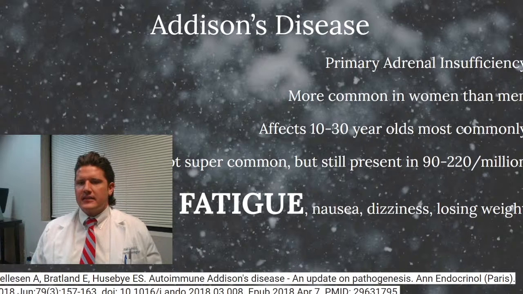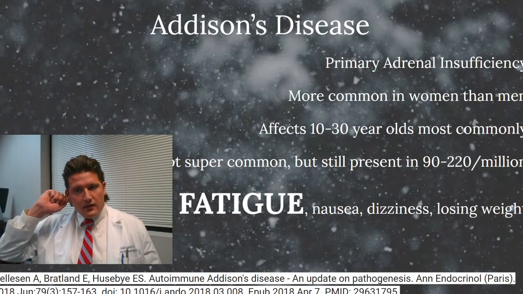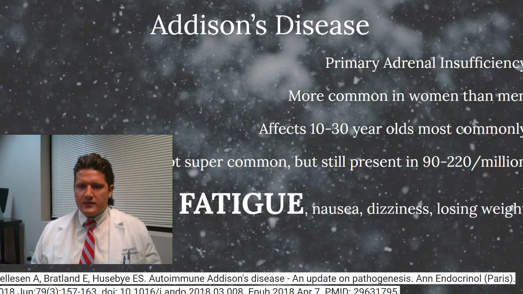It affects 10 to 30-year-olds most commonly. It's not super common, but still present in about 90 to 220 people per million in the population, which is a fair amount. So if you think of an area like Las Vegas, where there's about 2 million people, somewhere between about 200 to 450 people down there are going to have Addison's disease.